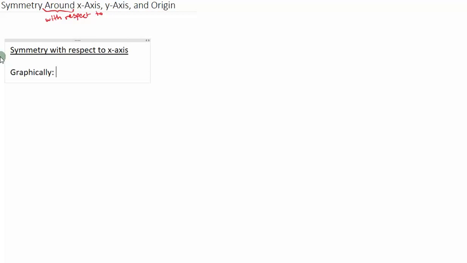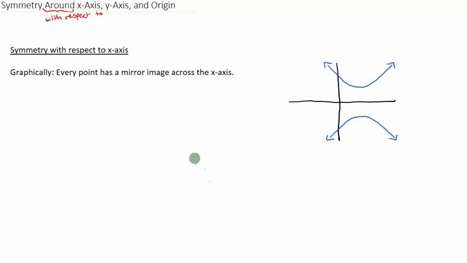Graphically, what this means when you have symmetry with respect to the x-axis is every point has a mirror image across the x-axis. Here's an example of a graph that is symmetric with respect to the x-axis. Imagine each point, this point here, has a mirror image across the x-axis down here. And every point on the graph has a mirror image across the x-axis. So this graph is symmetric with respect to the x-axis.